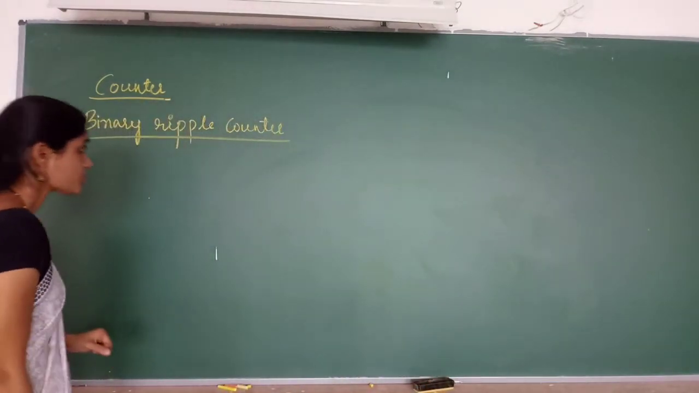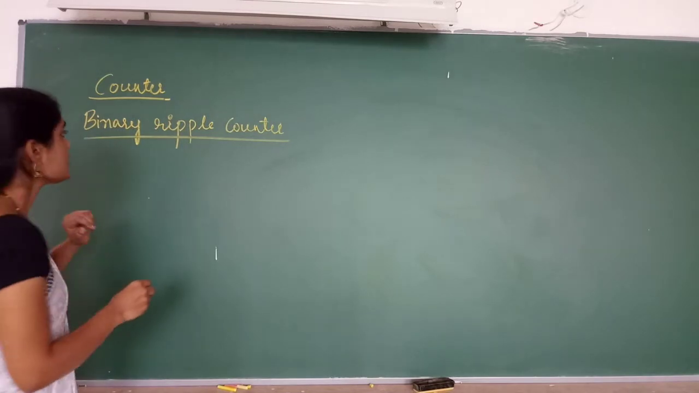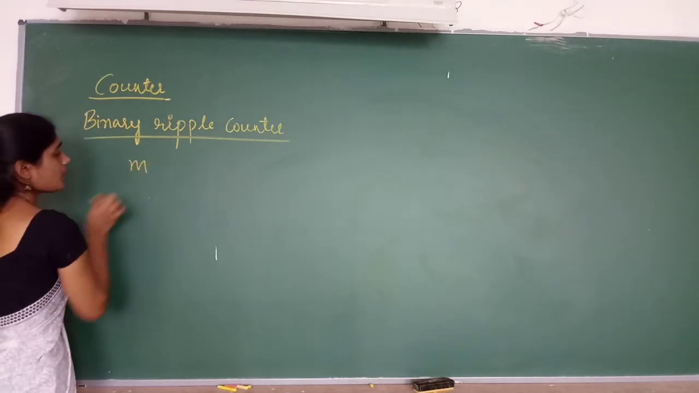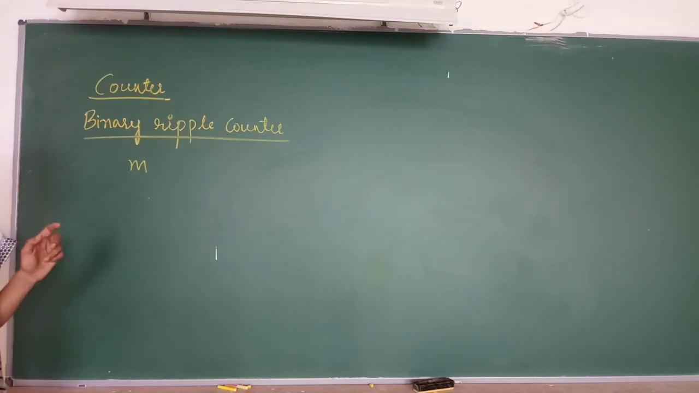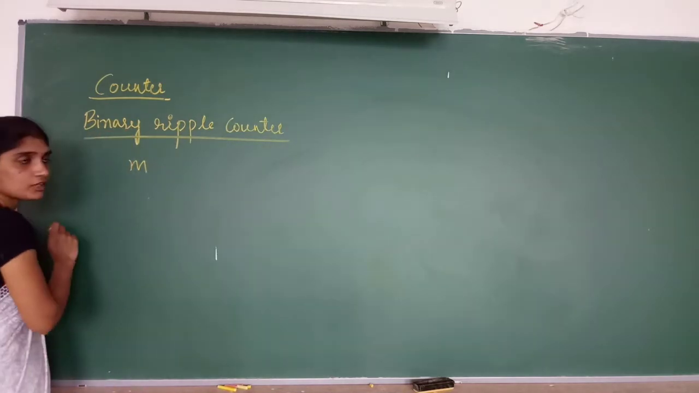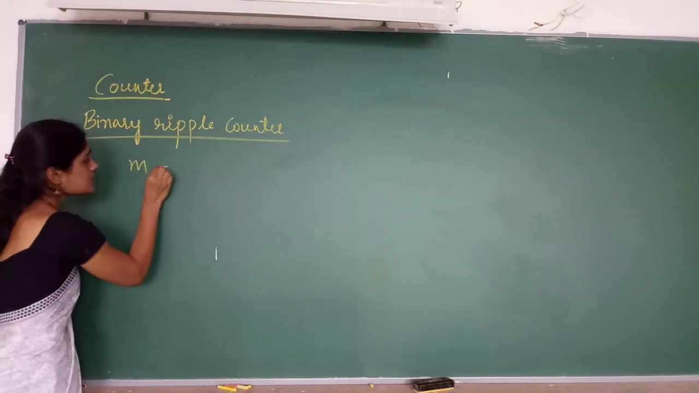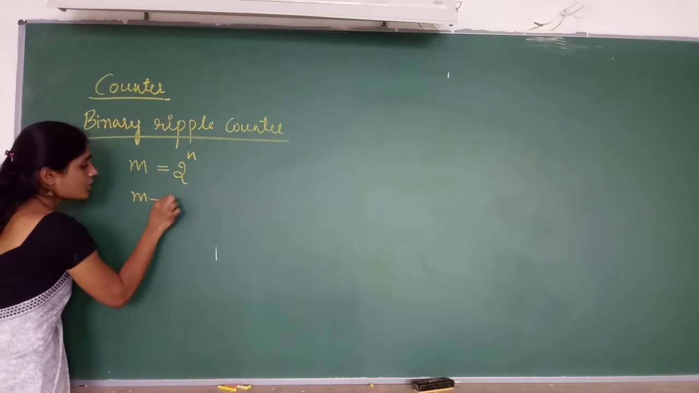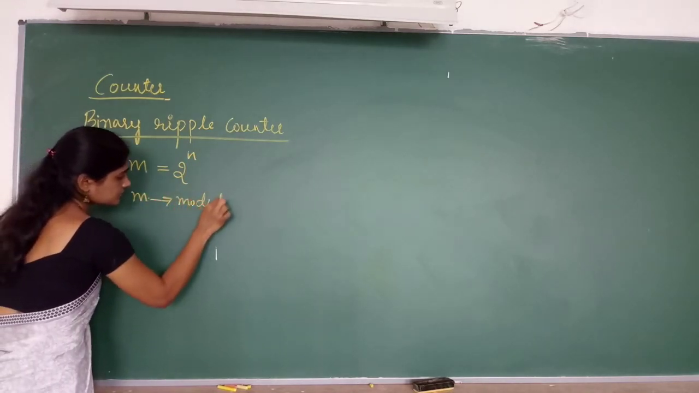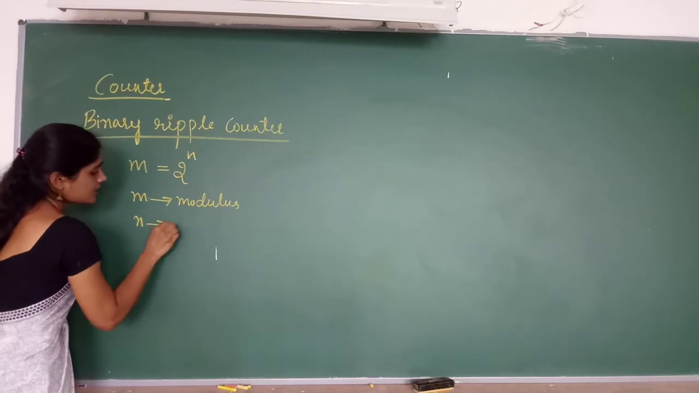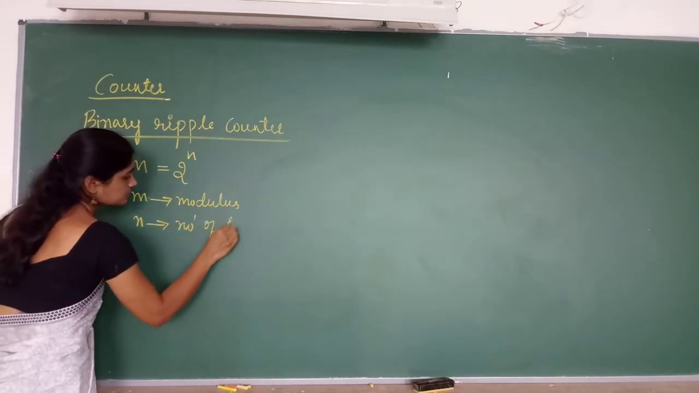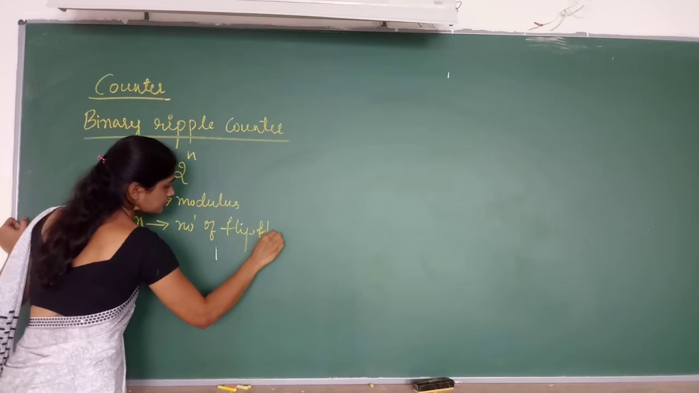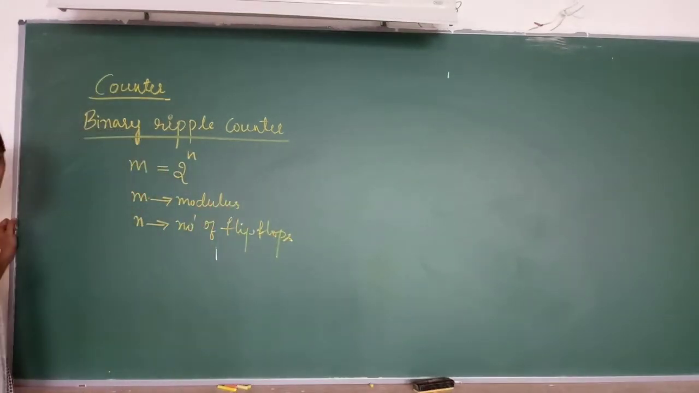Binary counter. The modulus of a binary counter is denoted by small m. Small m is always used to denote the modulus of a counter. So what is the modulus of a binary counter? Modulus m is equal to 2 power n, where m is the modulus and n is the number of flip-flops. Hope it is clear.